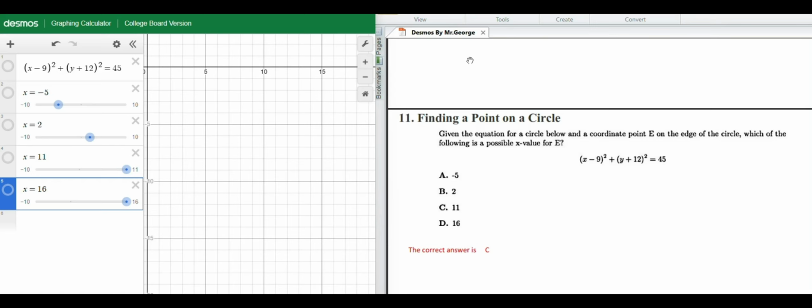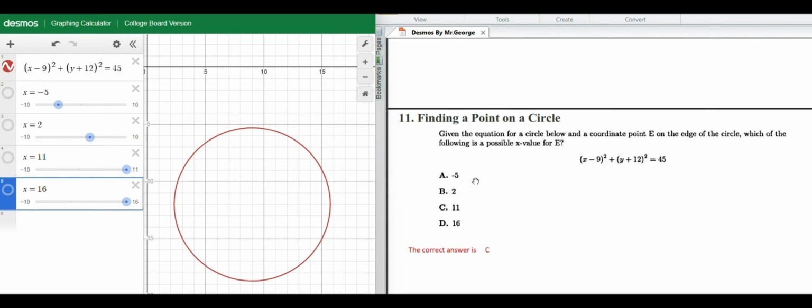We continue using the Desmos calculator. Here is how to find the point on a circle. We have a circle and this is the equation of the circle, and it asks what is the value of x that is going to be on this circle. Here is how we do it. We just type in the equation right here and this circle will show up.